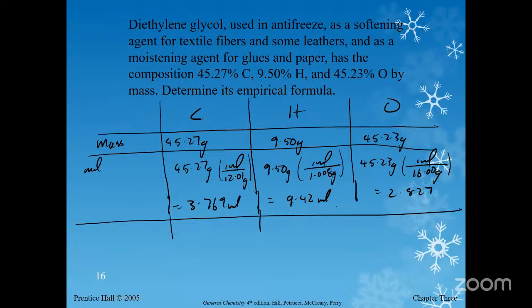Okay, so the next step, if you remember from the previous example, is that we examine each of these mole values and choose the one that's lowest and divide right through by that value, which would be the 2.827. So I'm going to put here divide by 2.827 moles. So 3.769 moles divided by 2.827 moles. Let's see what that gives.